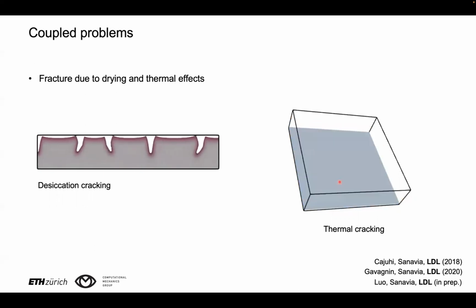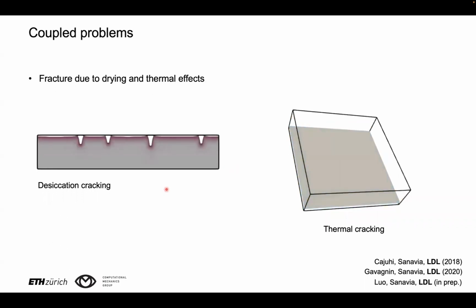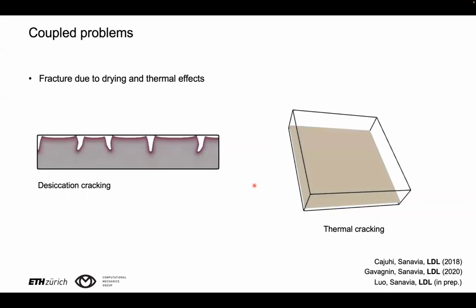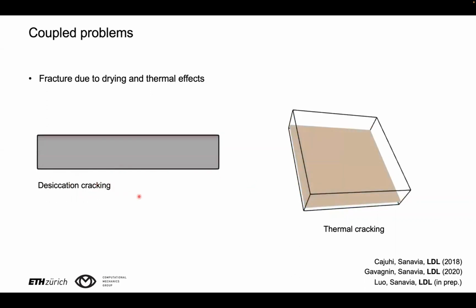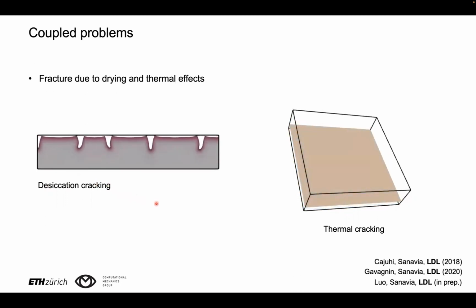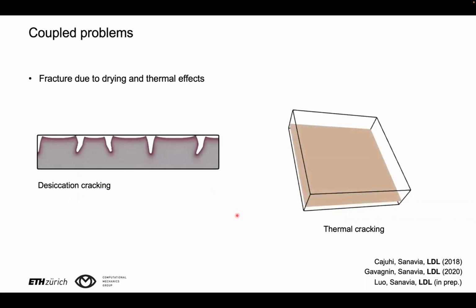For instance, when you have fracture due to thermal effects or to drying. Here, the examples I'm showing are on soils, on clay materials for the type of simulations that you see on the left, on desiccation. On the right-hand side, this was just a prototypical linear elastic material with thermal cracking.